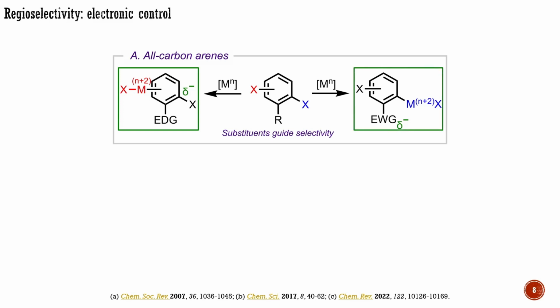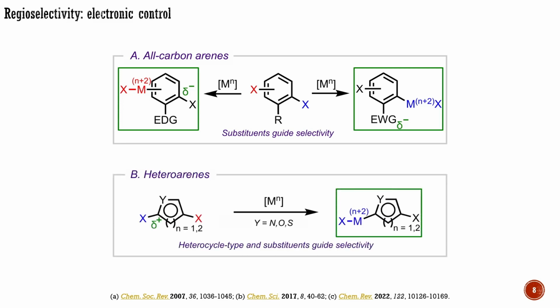For electron-withdrawing groups, the selectivity is reversed, as they make the ortho and para positions relatively more electron-deficient. As a result, electron-withdrawing groups direct oxidative addition to the ortho and para positions. In the case of aromatic heterocycles, the electronic properties of the system are controlled by the heteroatom, and as a rule, the most electron-deficient positions are alpha positions to the heteroatom. Let me show you two examples to make everything more obvious.